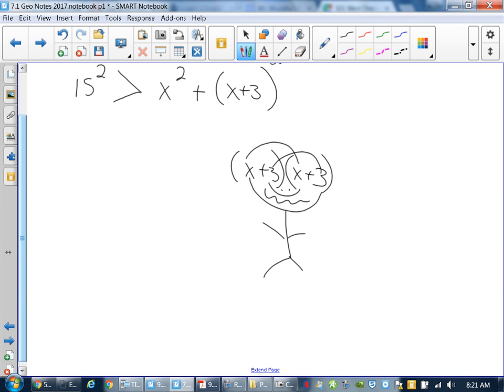Anyway, so when you multiply that out, you're going to get x squared plus 3x plus 3x plus 9. First, outside, inside, last.